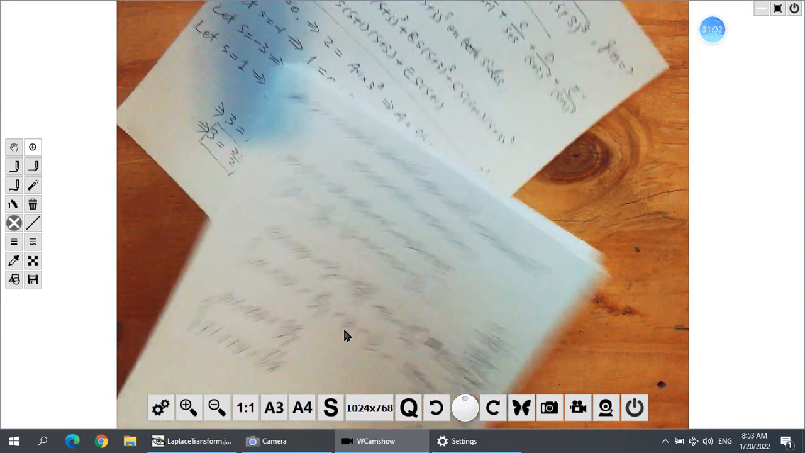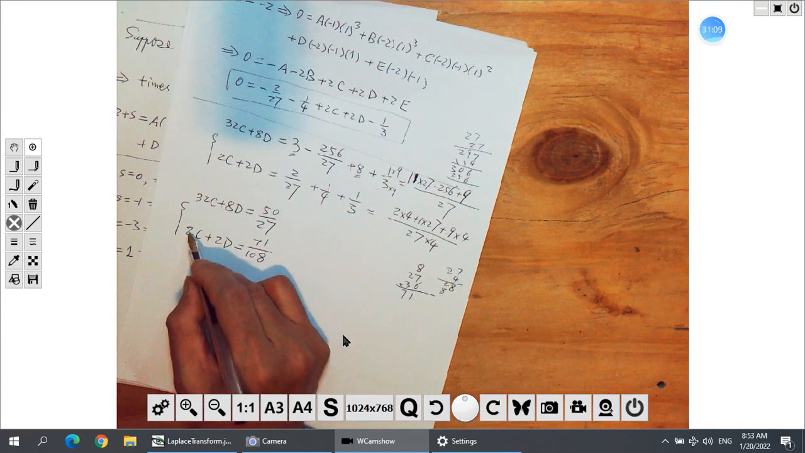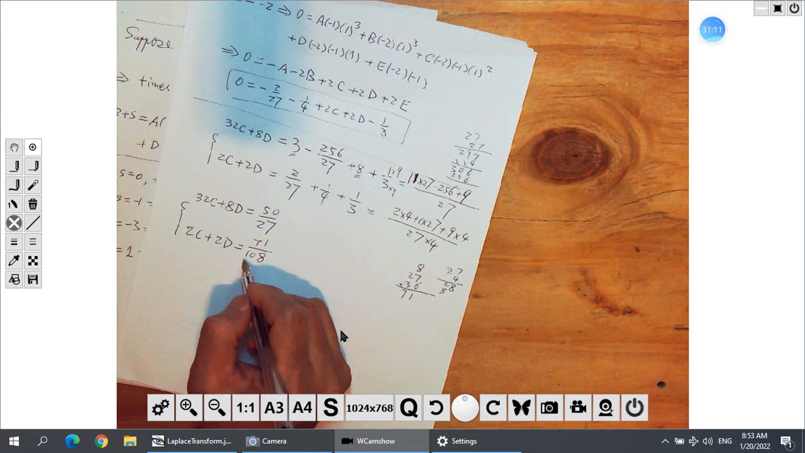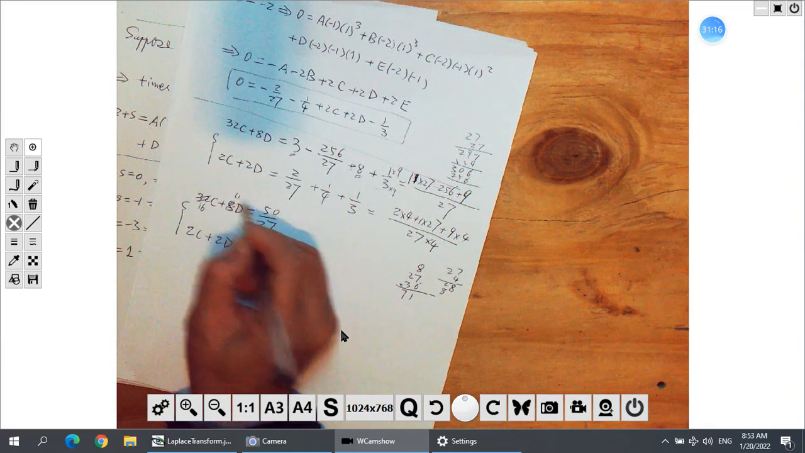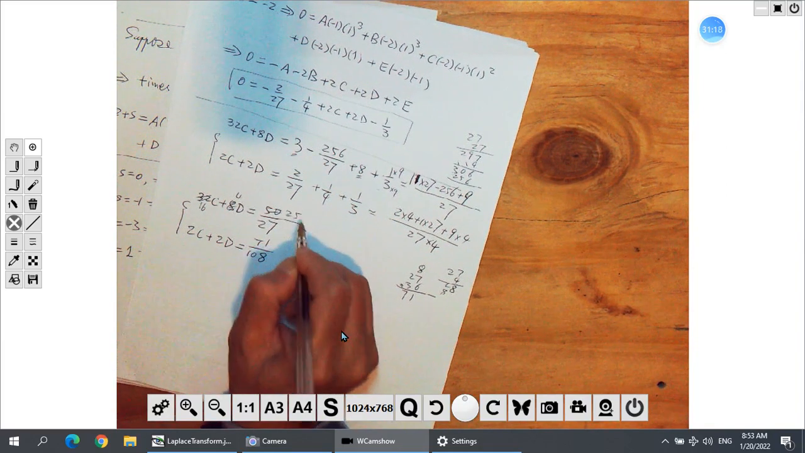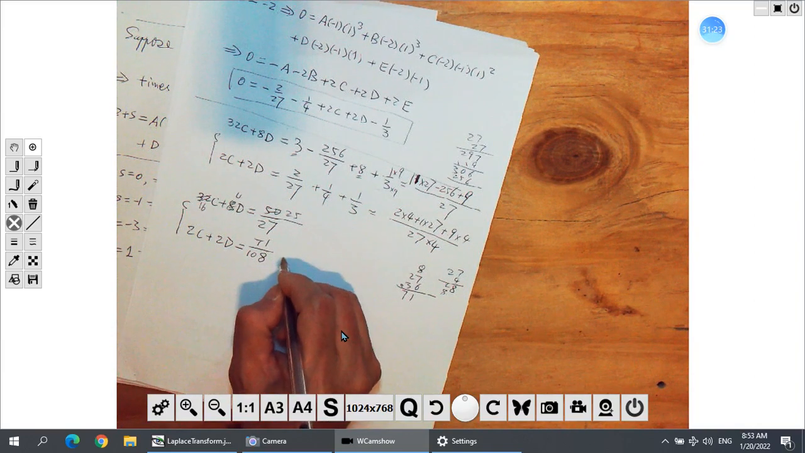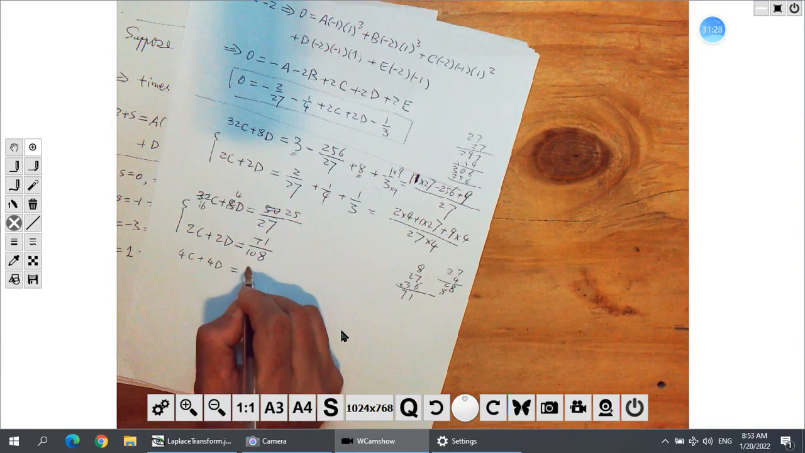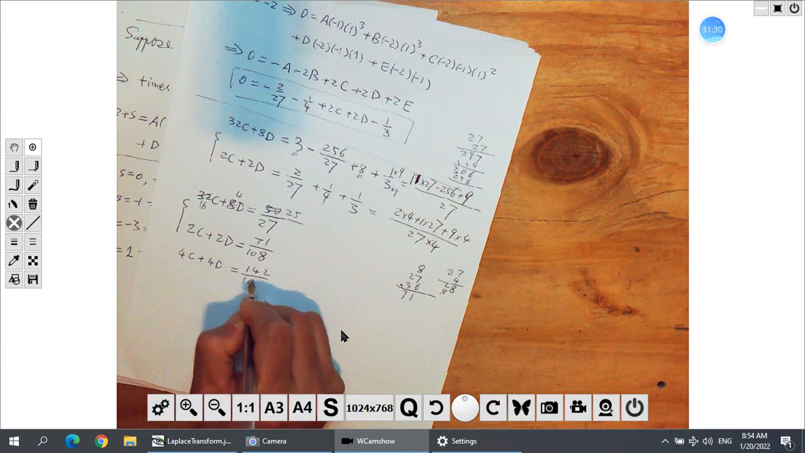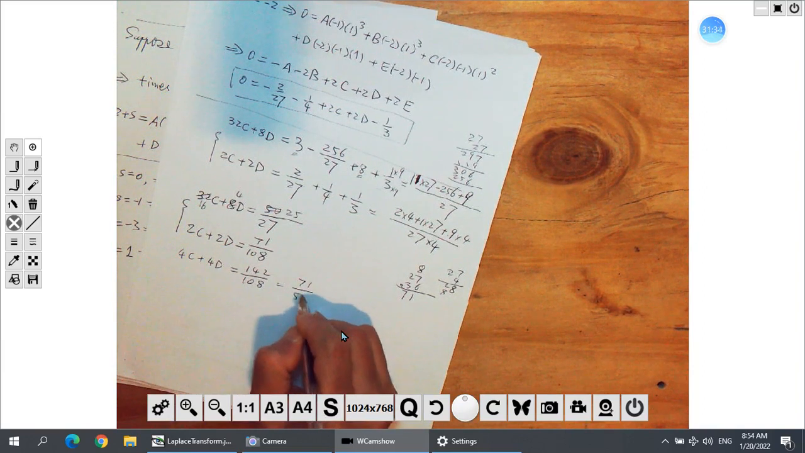Oh, still a lot. Then what is it? I can cancel a 2 here, or I can cancel something. Okay, this is a 16, this is a 4, and this is 25. No more. Then this one I times 2 on it. I get 4c plus 4d equal to 142 over 108. Now I can cancel one. This is 71 over 54.